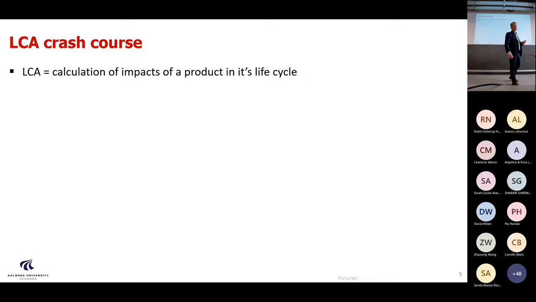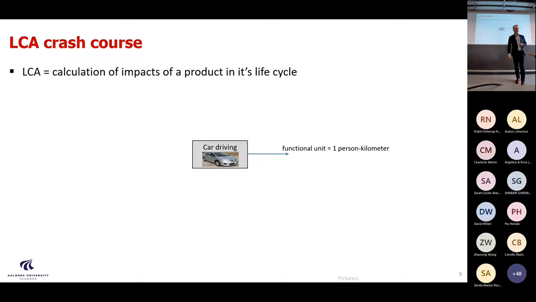So what is an LCA? An LCA is a calculation of impacts in the product's life cycle. So an example could be car driving. Maybe some of you have gone here by car and you would like to know what is the environmental impact from driving one person 1 kilometer. That's the stuff I'm doing in my daily life. So if you're doing that, you would emit 106 grams of CO2 from the car.